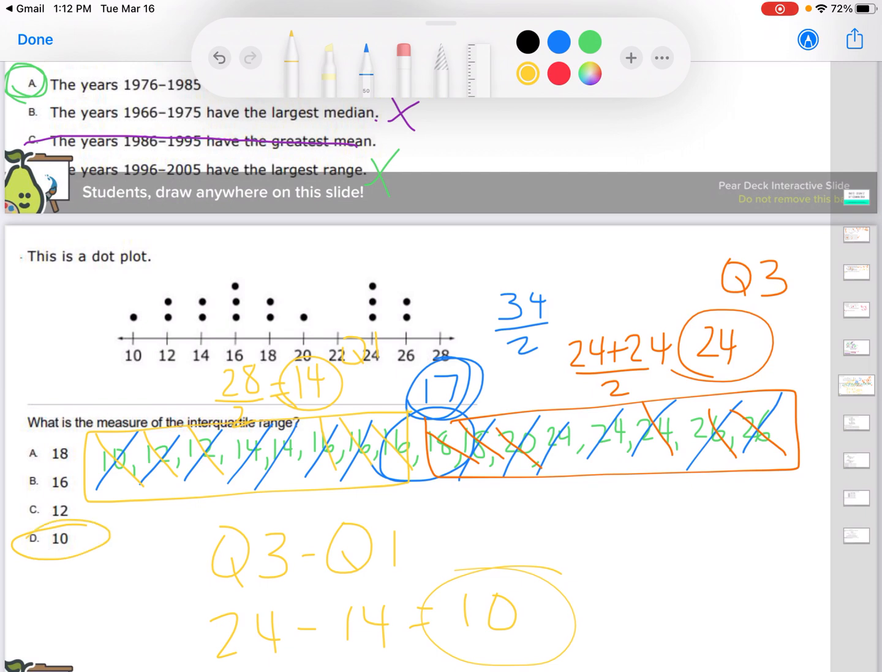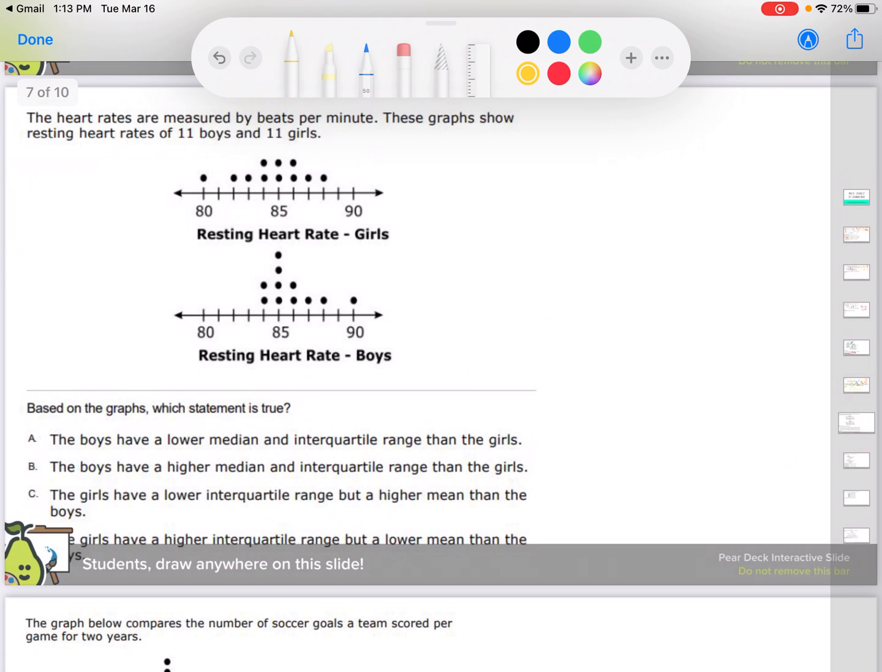Now, if I want to cross out the dots, I can, but I have to be really, really careful when I'm doing that. There's got to be a lot of organization. All right, so based on the graphs, which statement is true? Okay, the boys have a lower median and interquartile range than the girls. Okay, so I have to find the median and the interquartile range of both.